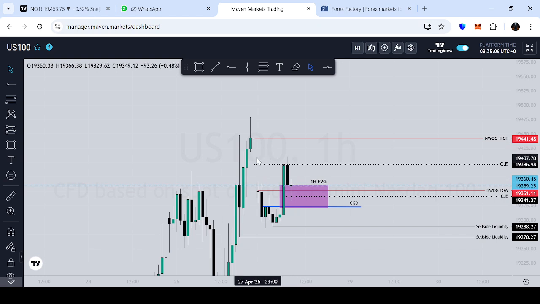The new week opening gap, you can treat it as a fair value gap. This is the new week opening gap. That's between Friday close and Sunday midnight open. That's Friday 25th April. Then 27th April, that's Sunday midnight open.